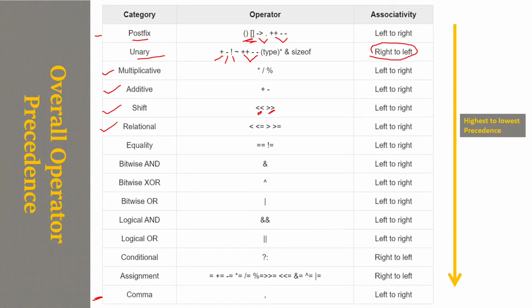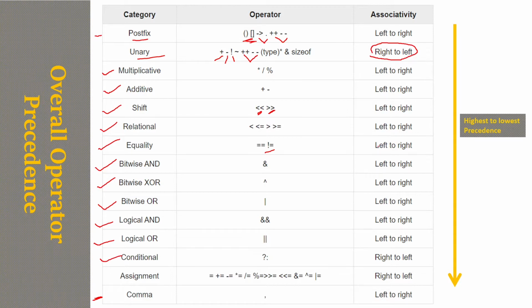After this, we have the relational operators, that is less than, equal to. Then we have the equality operators, which are equals equals and not equals. All of this that I'm saying, besides the unary, is left to right associativity. Then we have the bitwise AND, bitwise XOR, and bitwise OR operators. After this we have the logical AND, logical OR, and the conditional operator.